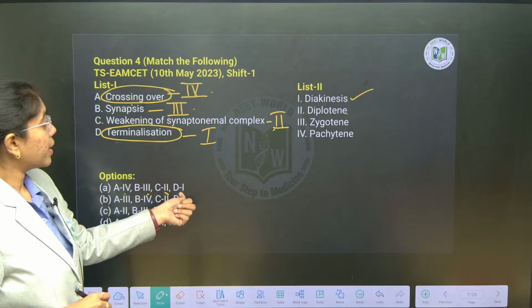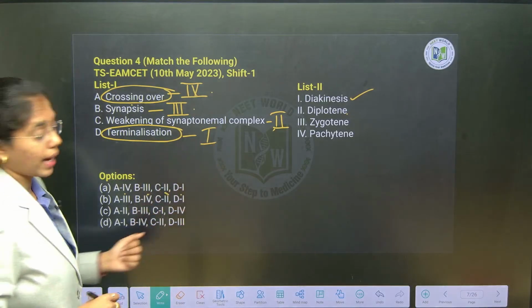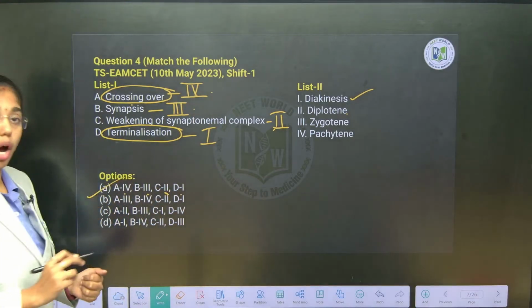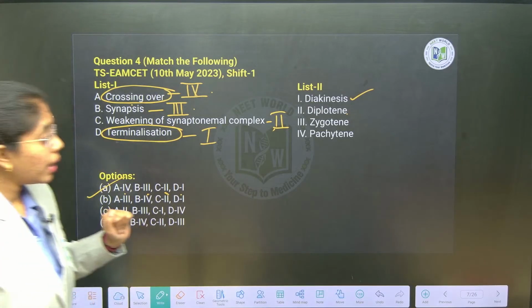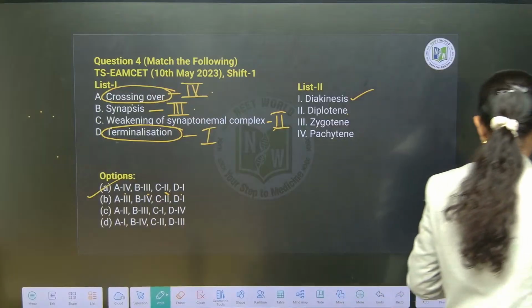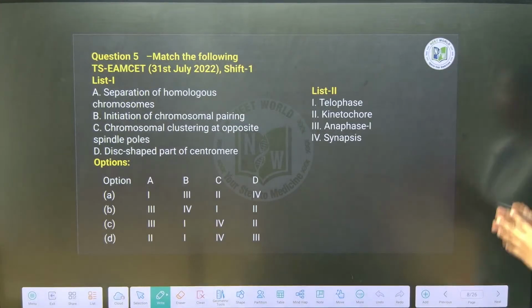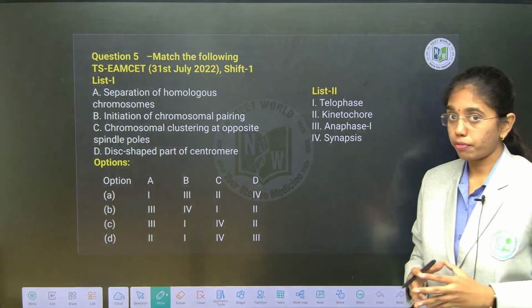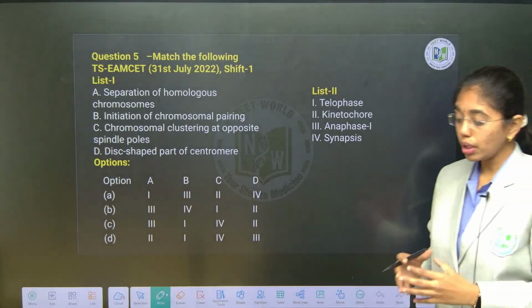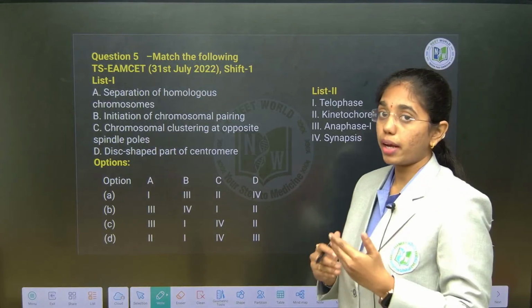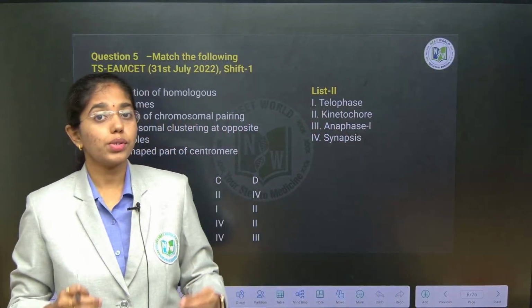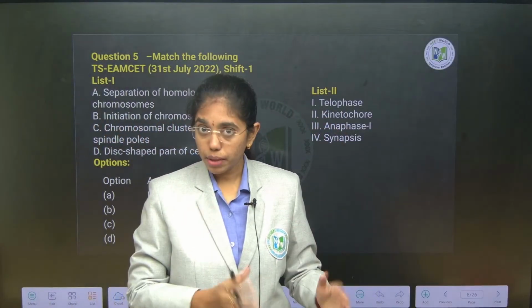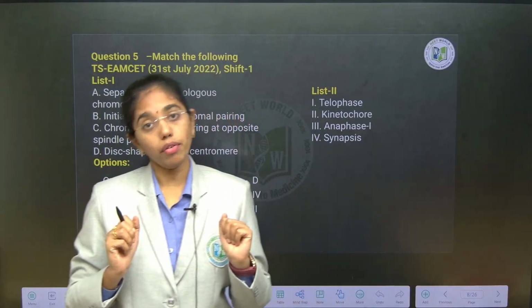Next, terminalization, that is diakinesis, which is the last stage of prophase 1. So till here it is clear. Next question, here again a match the following type of question. If you look into the pattern of questions that appear from cell cycle and cell division, the questionnaire is mostly statement based, match the following type.